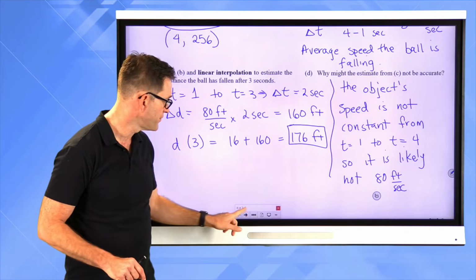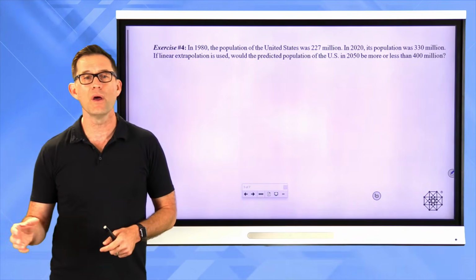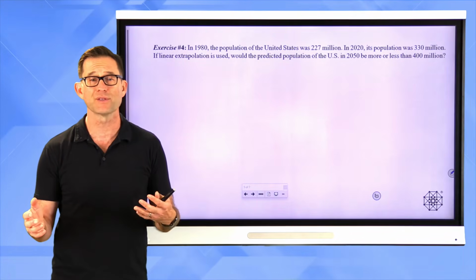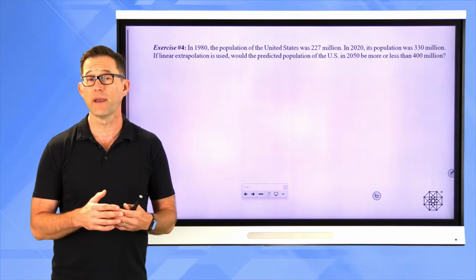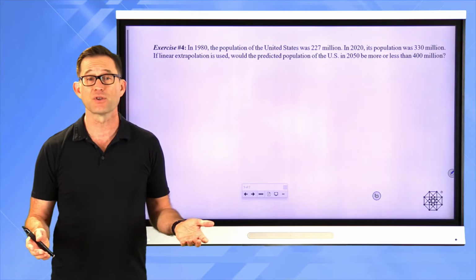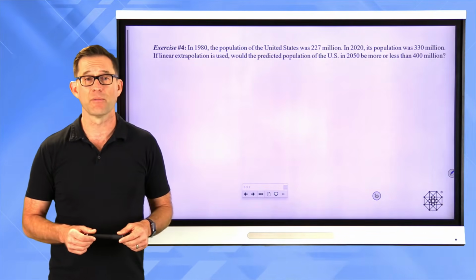Let's keep going. Oftentimes what happens in science is if you don't know, if you don't have any idea, all you have are these two input-output pairs, you assume a linear trend between them, continuing forever afterwards, to be able to make a prediction if you don't have any other information. Let's take a look at another example of this.